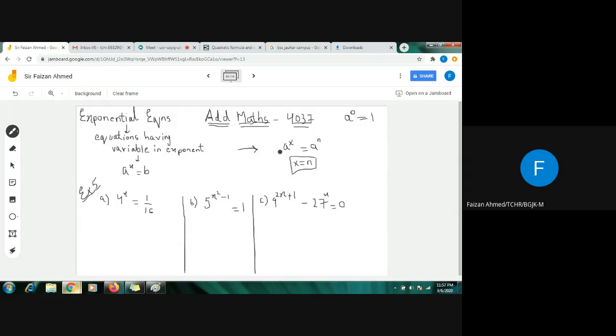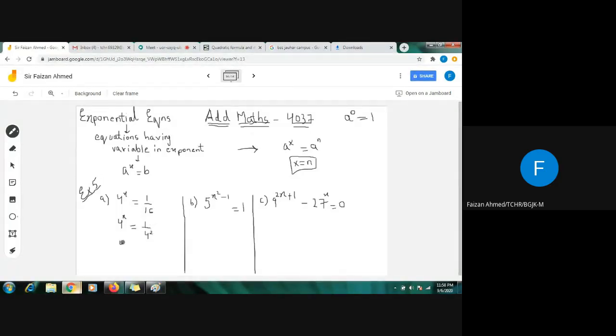Our action plan is simple. We just have to make the bases the same on both sides. The base on this side is 4, and there is a number 16, and we know that we can convert 16 into 4. You know that 4 squared is 16, so I can write it like this, 4 squared. I can clearly see that there is no denominator here, so I have to bring this into the numerator.